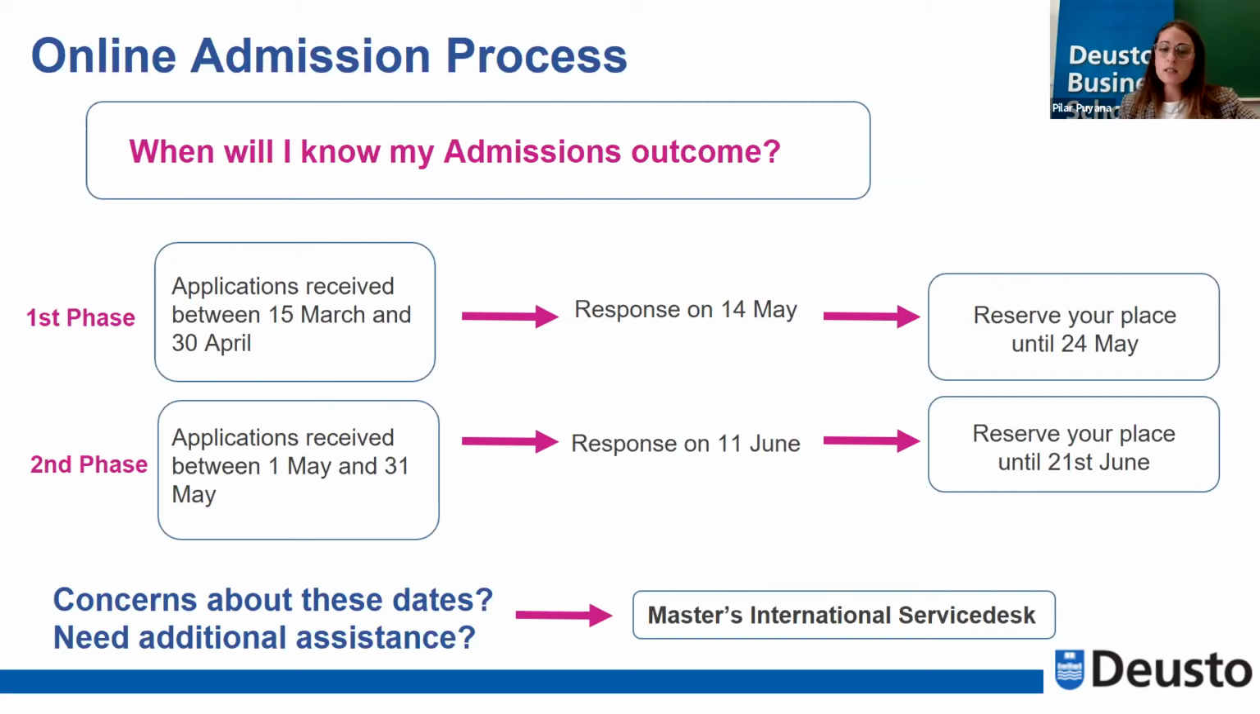The second phase opens the 1st of May and finishes the 31st of May. The response is given on the 11th of June, and you have until the 21st of June to reserve your place. For all students, national and international, EU and non-EU, we really do encourage you to participate in the admissions process as soon as you are able, as soon as you have all of those documents compiled, and to try to get your application in by the first phase for a number of reasons. One is, again, some of these programs have limited places and may fill up, so we really encourage you to get that application in as soon as possible.